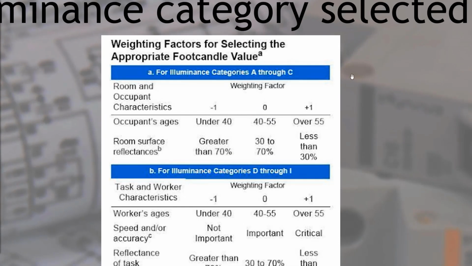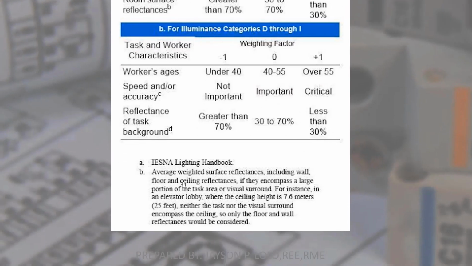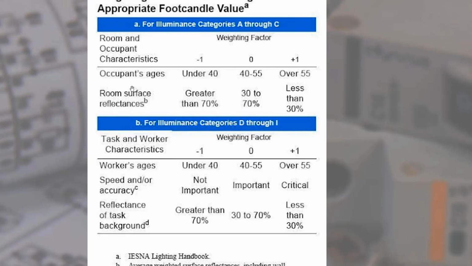Remember that A through C, this is what I mentioned about occupants. So room and occupant characteristics, like your condominium, housing, or any occupant spaces where people do not stay, or depending on when they stay. And the occupant ages, you need to consider also. But the weighting factor is a grading: -1, 0, and +1.